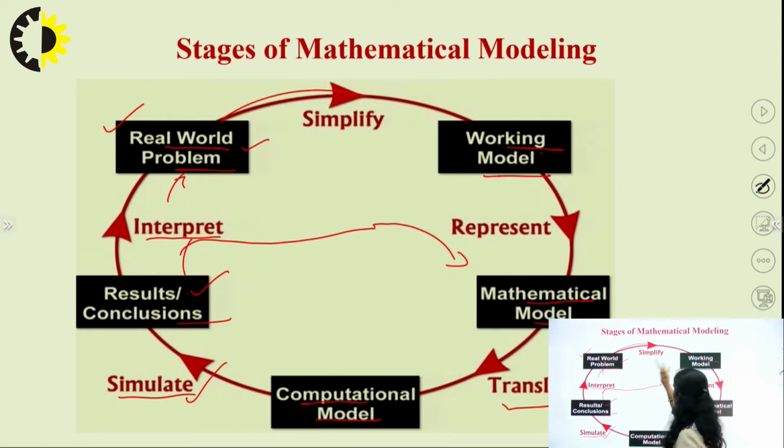So these are the different stages of mathematical modeling, which start from the real world problem and end at the result and the conclusion.